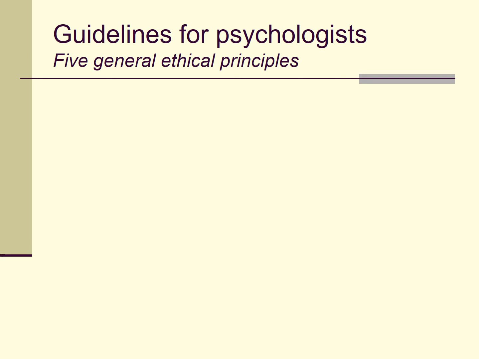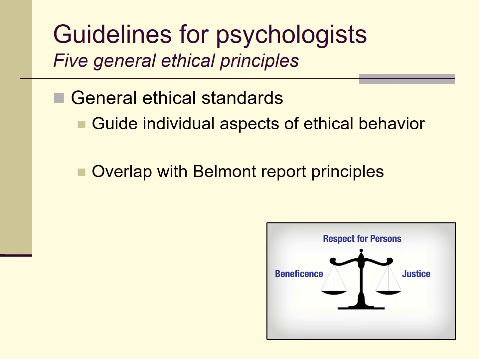And what you'll find on the APA's ethics section of their website are general ethical standards, 5 of them to be precise, that guide individual aspects of ethical behavior, and as you'll see, overlap largely with the principles in the Belmont Report. So the principles the APA promotes overlap with, or are really frankly built upon, the principles of the Belmont Report.